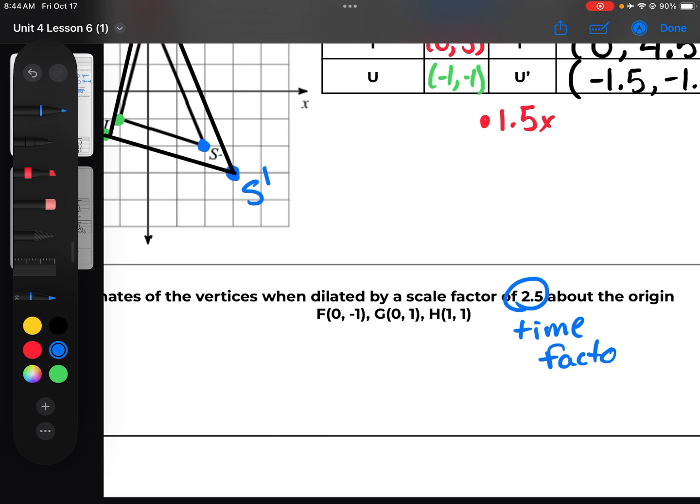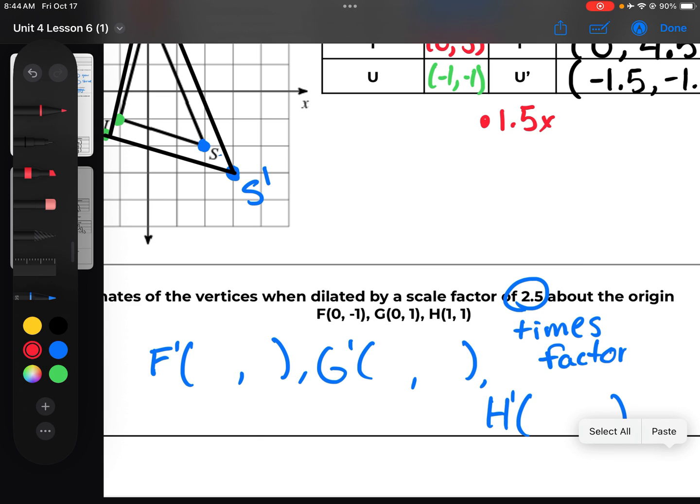You need to multiply, this is your times factor. You need to multiply all of the coordinates by 2.5. So F prime, we'll multiply that out. G prime, we're gonna multiply that out. And then I have H prime. Okay, so here I go with my calculator.